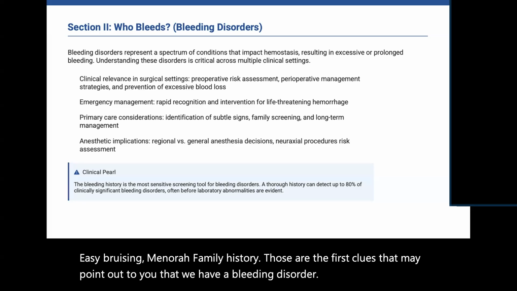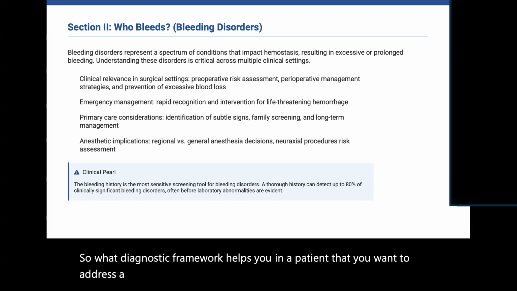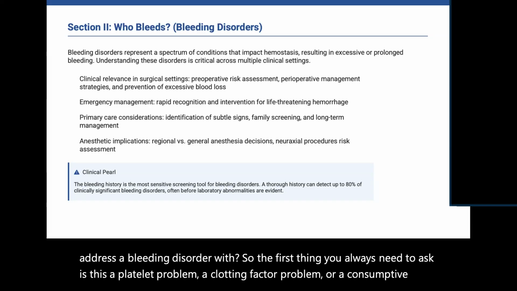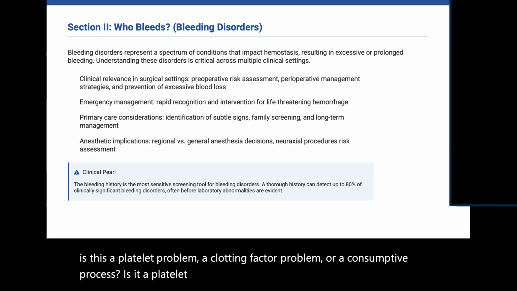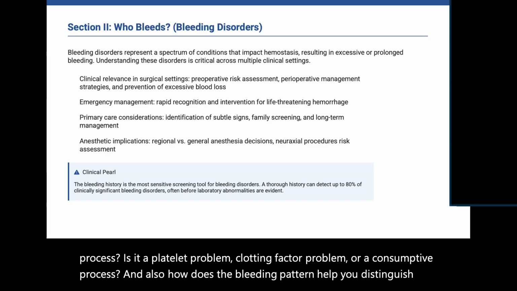So what diagnostic framework helps you in a patient that you want to address a bleeding disorder with? So the first thing you always need to ask is, is it a platelet problem, a clotting factor problem, or a consumptive process? And also, how does the bleeding pattern help you distinguish the underlying cause?